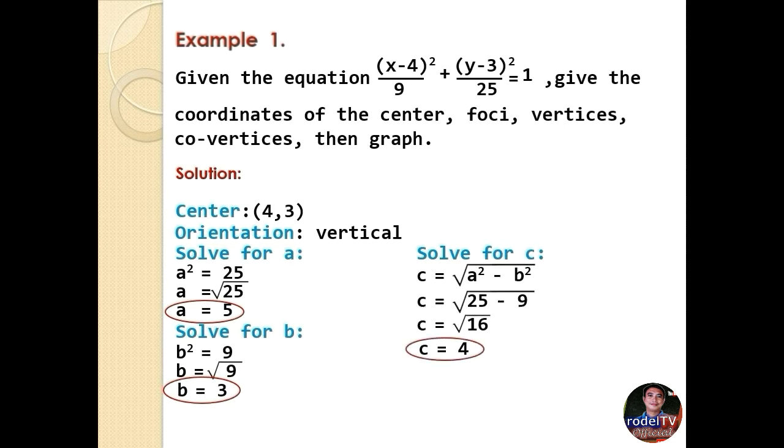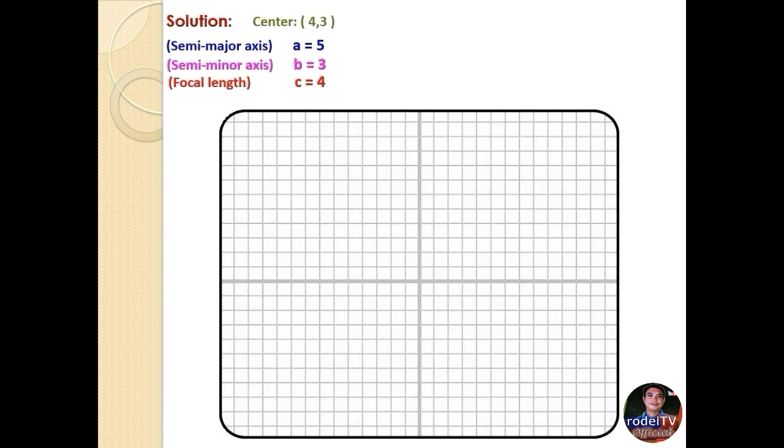Now, we are ready to locate our vertices, co-vertices, and foci. Just as we did with our first example, we start with locating first our center. The x-coordinate is positive 4, and our y-coordinate is positive 3. Locating our center, there you have it. Now, from our center, let us locate our vertices using the value of our a in the vertical direction.